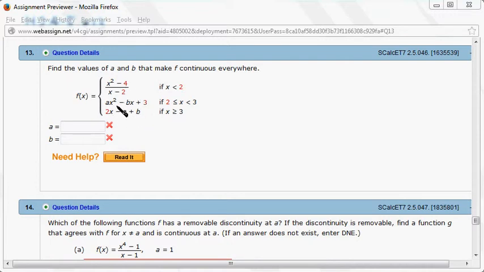So each piece by itself is going to be a continuous function. So the only problem that could occur is between these pieces. So the first one and the second one, and the second one and the third one. So it's going to be at x equals 2 and also at x equals 3. Right? So we want to make sure that f is continuous at 2 and also continuous at 3. Right? So let's do that.